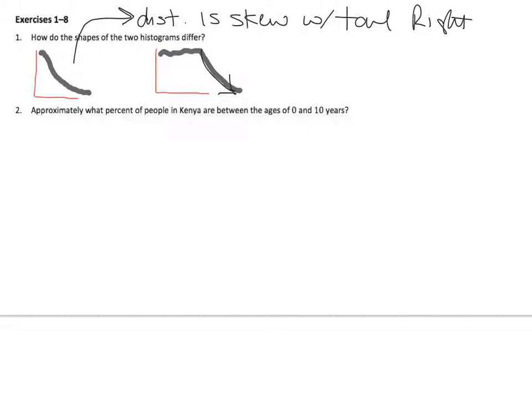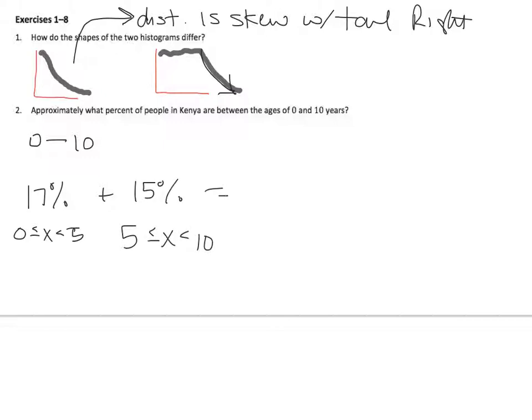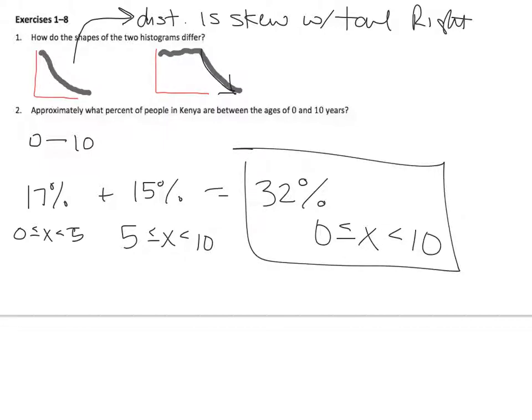Approximately what percent of people in Kenya are between the ages of 0 and 10 years? So we already said 17% between 0 and 5, and what do we have? About 15% from 5 to 10. That gives me 32% from 0 to 10.